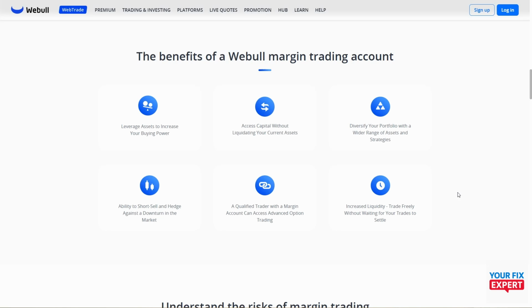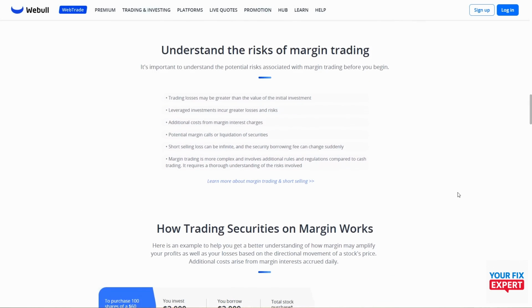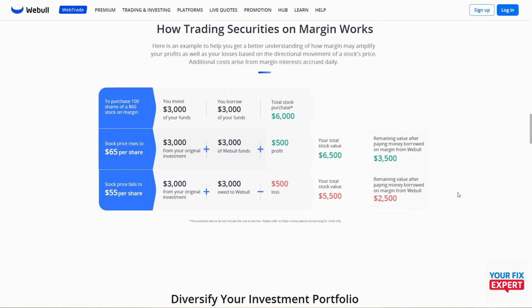Now, Webull charges interest on borrowed funds, with rates varying based on the margin balance. As of now, the standard margin interest rate is approximately 8.74% for balances up to $25,000. Rates decrease for higher balances and for Webull premium subscribers.